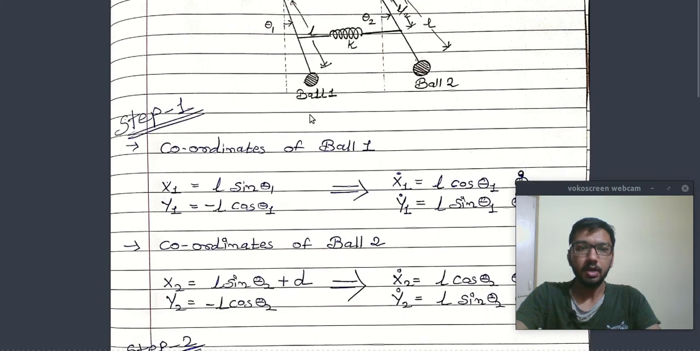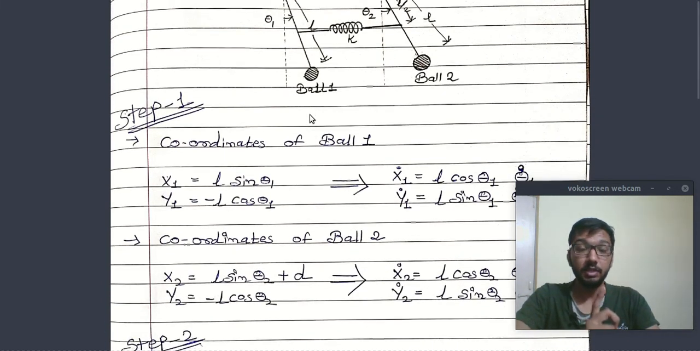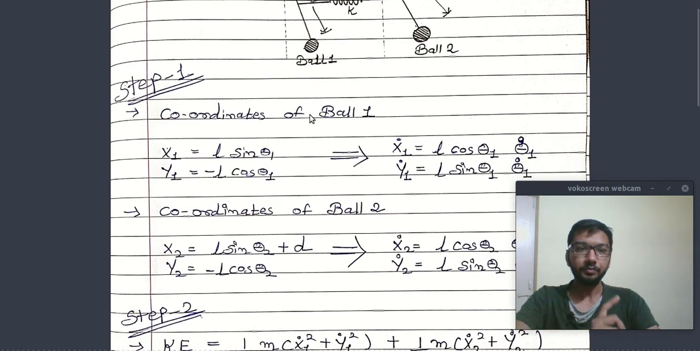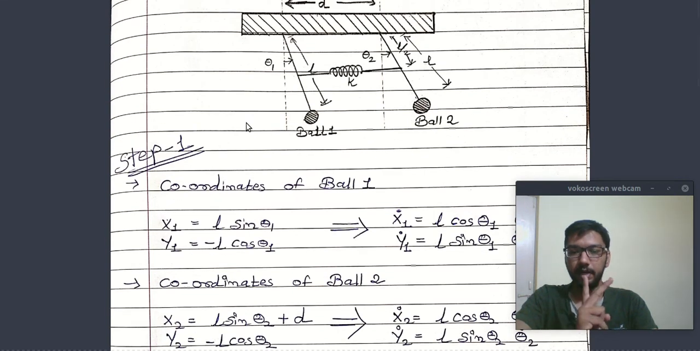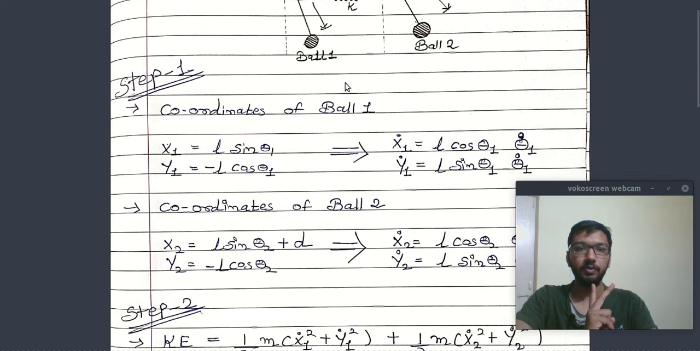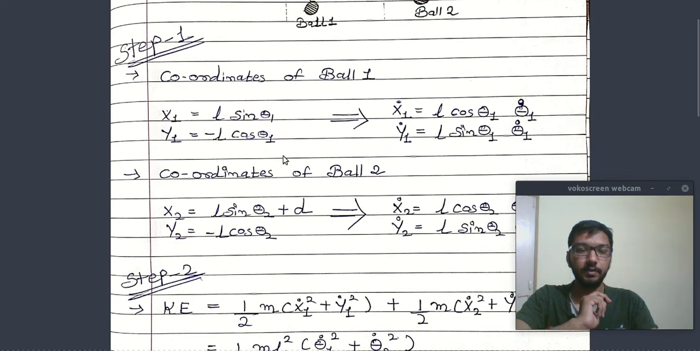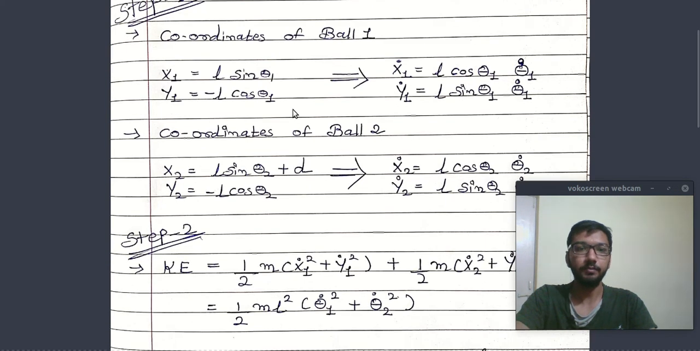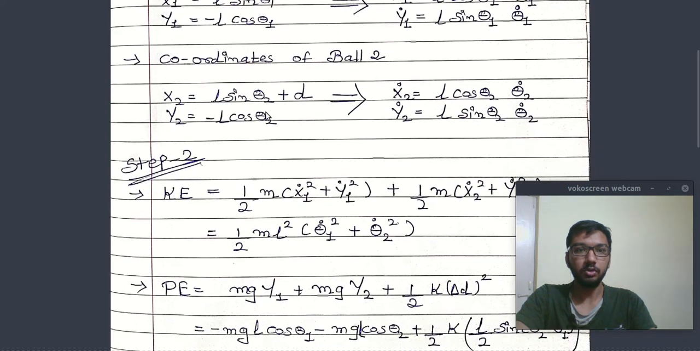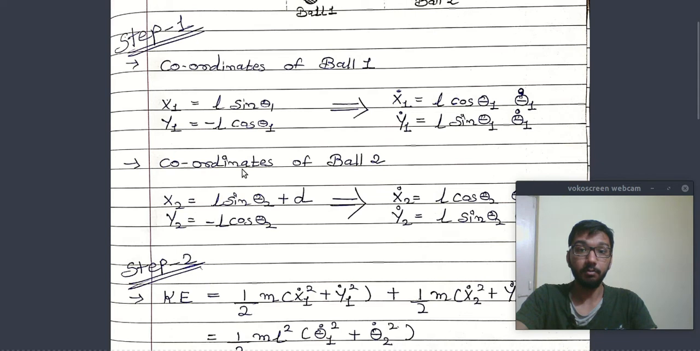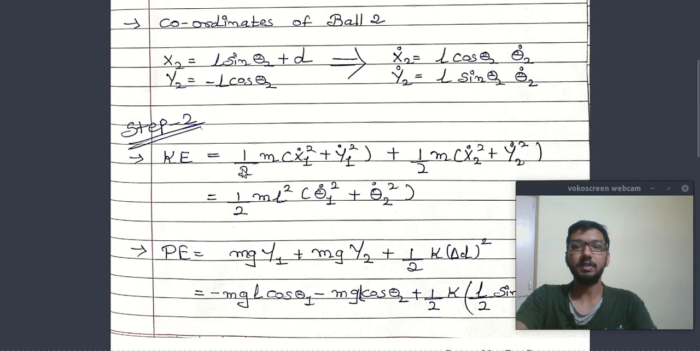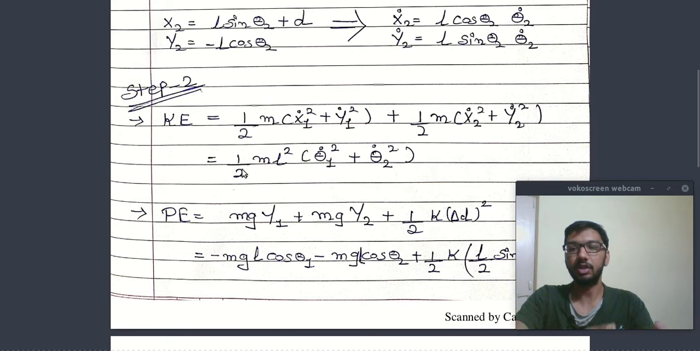So the first step you have to do in the Lagrange method is to define coordinates. In Cartesian coordinates, as we have two independent coordinates theta 1 and theta 2, we have this set of equations for ball 1, these are the coordinates and the time derivative of these coordinates is shown here. Same goes for ball 2 also, except for this d, which is the fact that ball 2 is d distance away from ball 1.